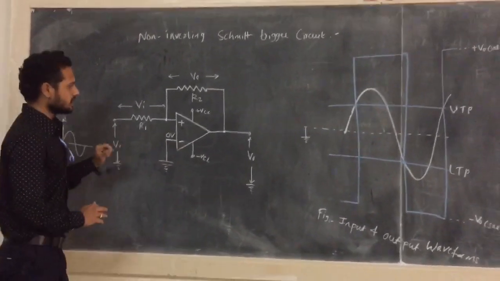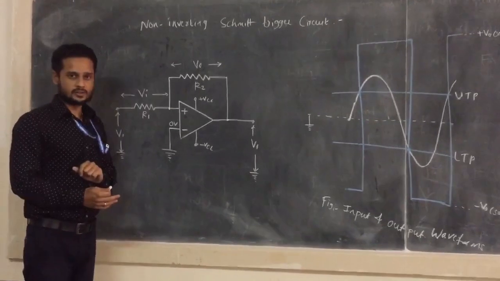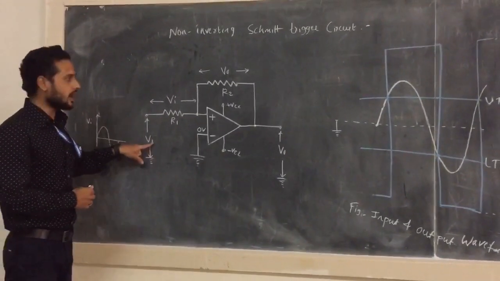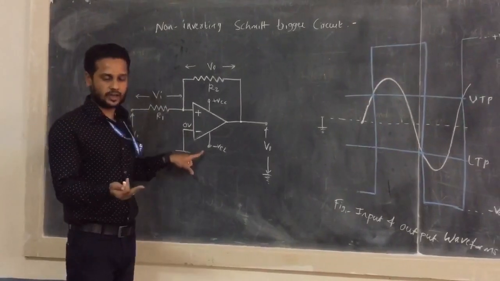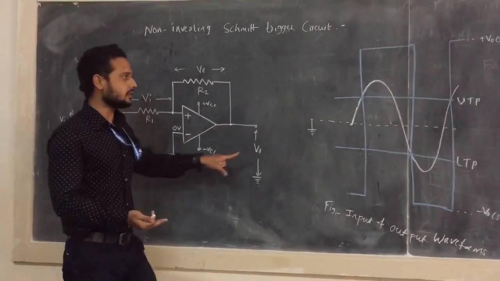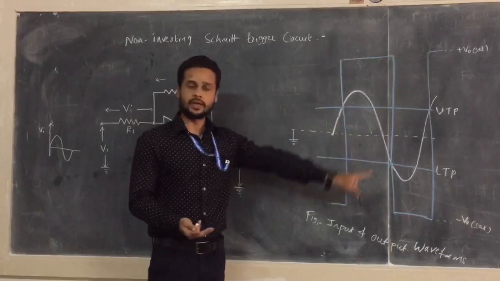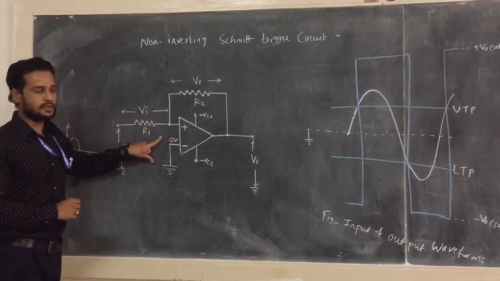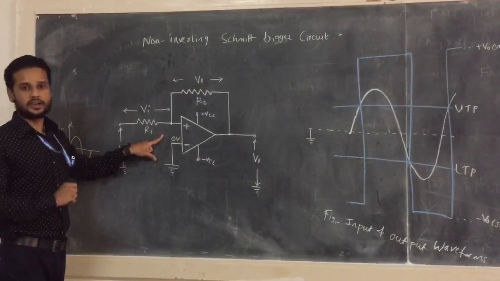Now let us consider an example here. Consider one particular value of input voltage, check what triggering voltages you will get, and finally check whether it is possible to convert a sine wave to a rectangular or square wave or not. First let us calculate the upper triggering point and lower triggering point here.